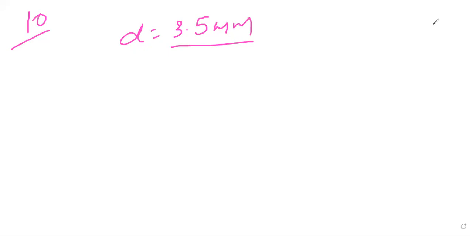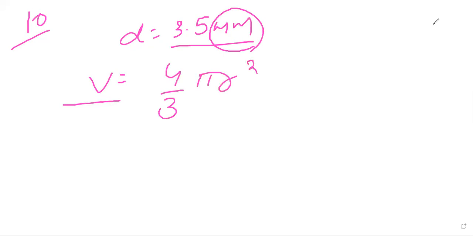So you will find the volume of the medicine capsule. Its dimension is given in mm, so you will get the volume in mm cube using the formula 4 upon 3 pi r cube. This was exercise 13.8.